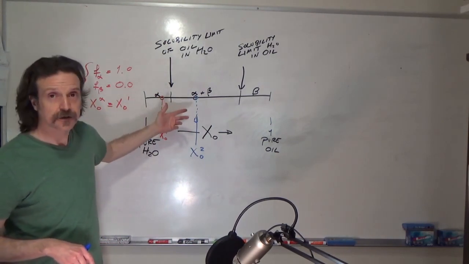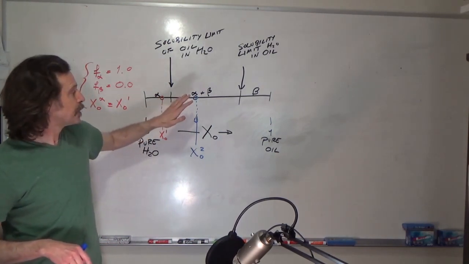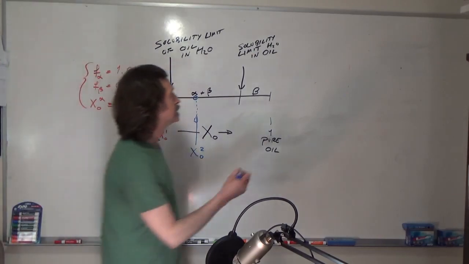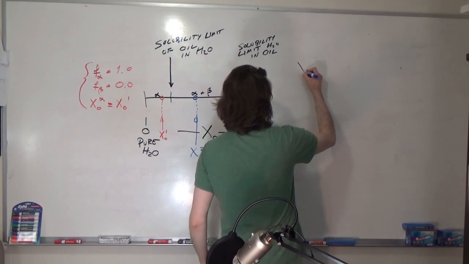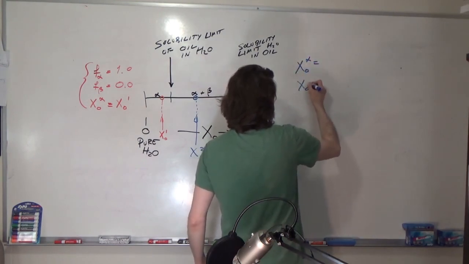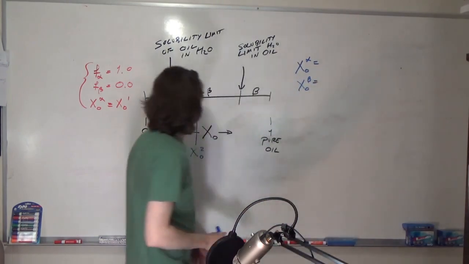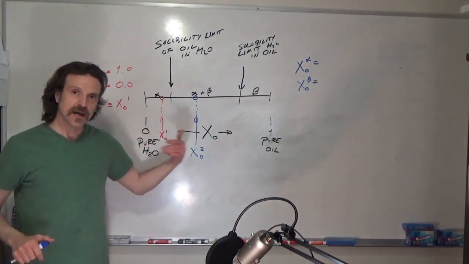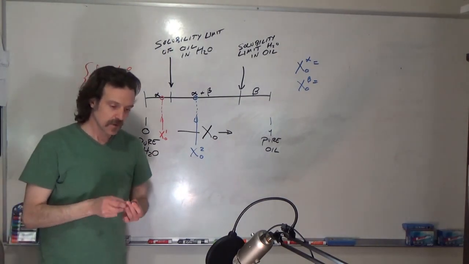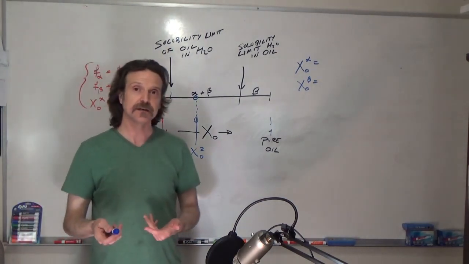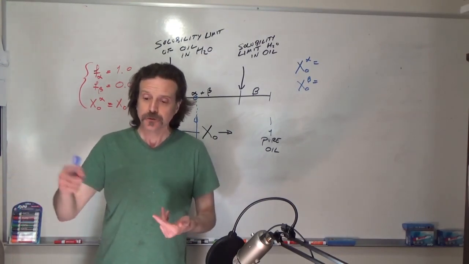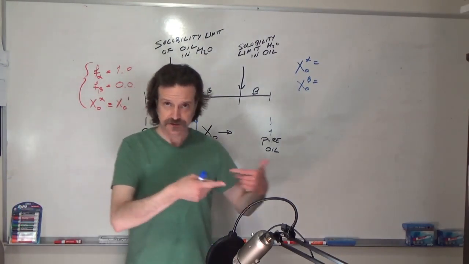Let's first ask ourselves what the composition of the phases are. So I'm going to write this here. XO alpha, XO beta. So the way to think about this is to think about what we understand from solubility. So think of another system that's simple.